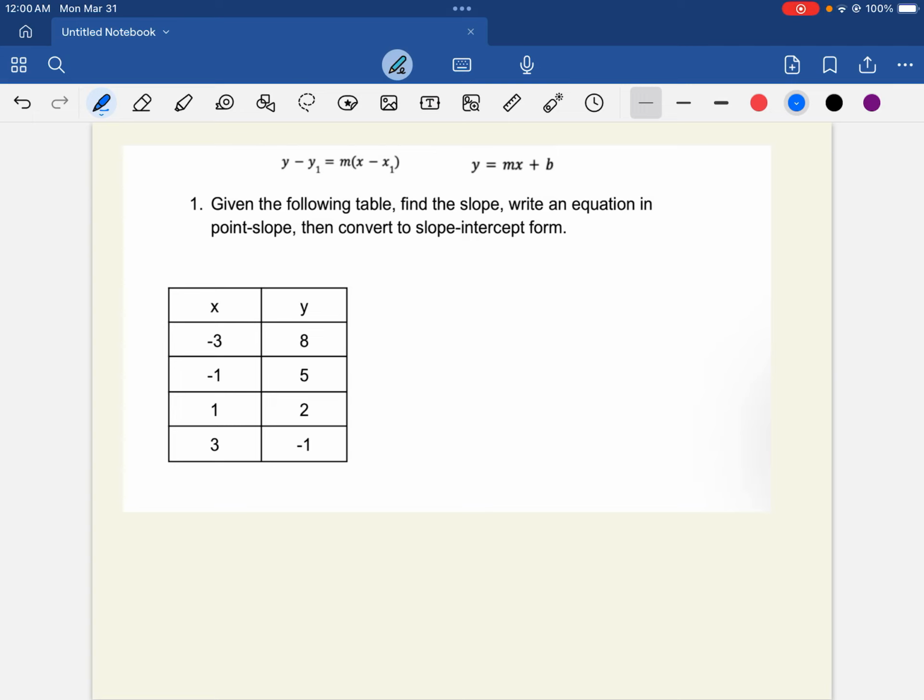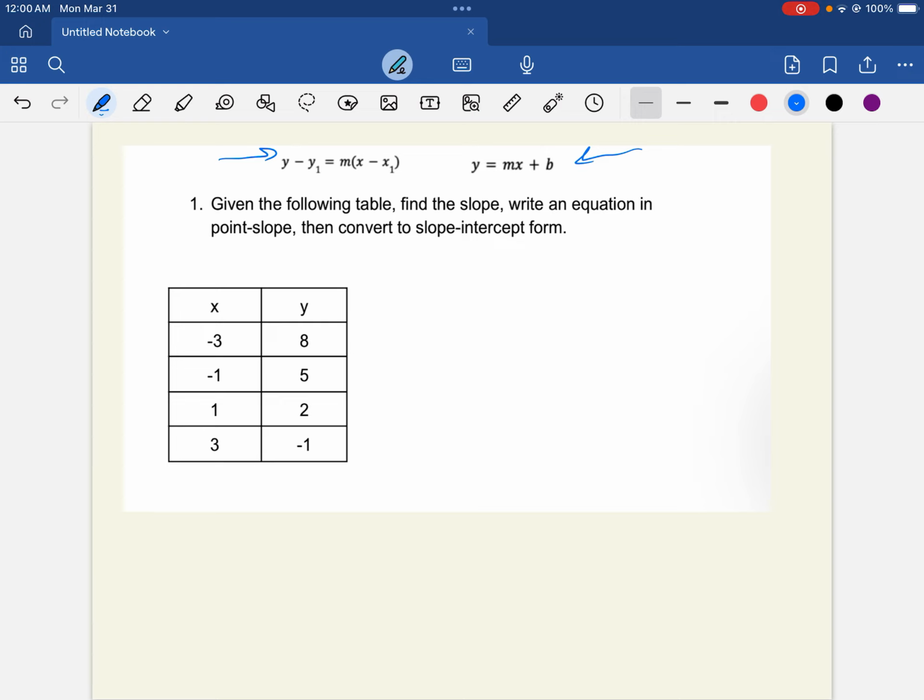Hey, in this video we're going to talk about how we would convert from point slope form to slope intercept form. At the top of this picture I have the two equations that you would be given on any sort of assessment, but the one on the left is point slope and the one on the right is slope intercept. When I am going to convert, the first thing I need to do is to write the equation in point slope form.